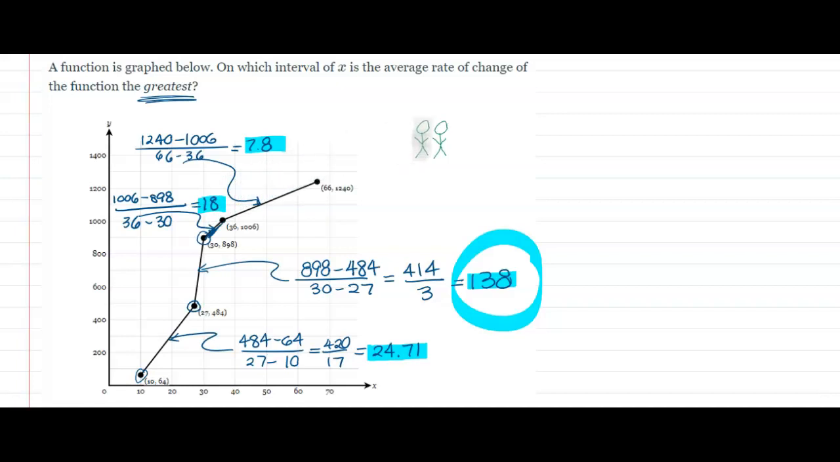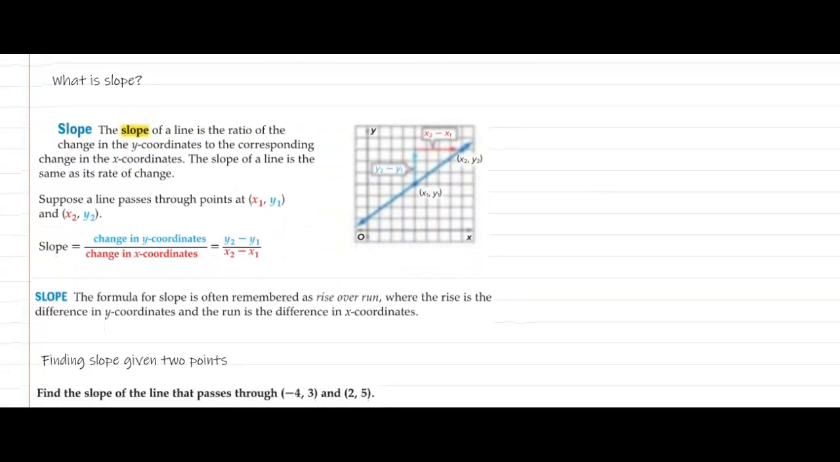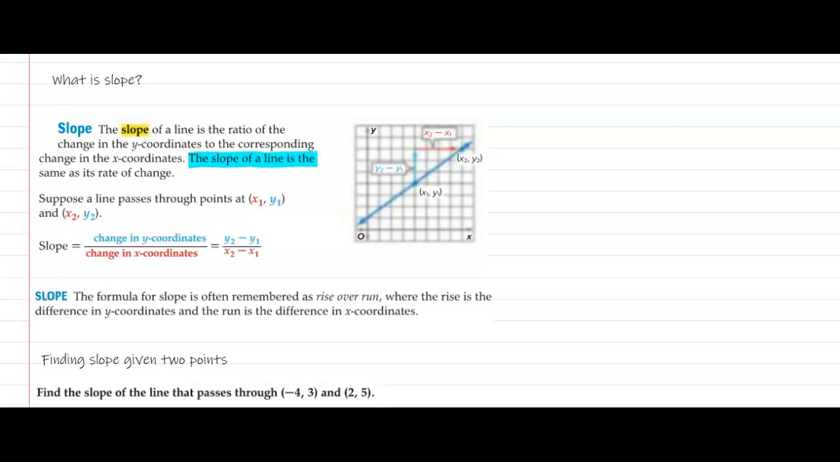So we could have probably just looked at the picture to be able to tell which interval would have the steepest slope or the greatest rate of change. Now I've kind of been throwing out the word slope a little bit from Algebra 1 and from geometry because, again, slope and rate of change are the same thing. The slope of a line is its rate of change. It's the same thing.